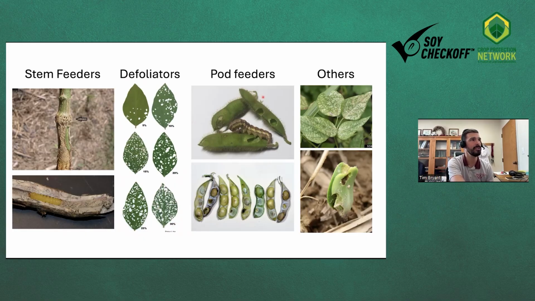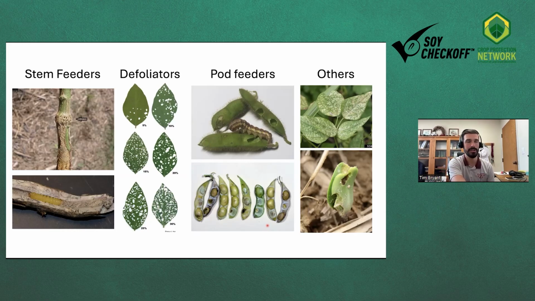The pod feeders, the corn earworm kind of takes a brute force approach. This is an insect that has chewing mouth parts, so it chews through the pods directly onto the developing seed, like you can see in this image here. And then stink bugs are actually feeding through the pod with that straw-like mouth part.